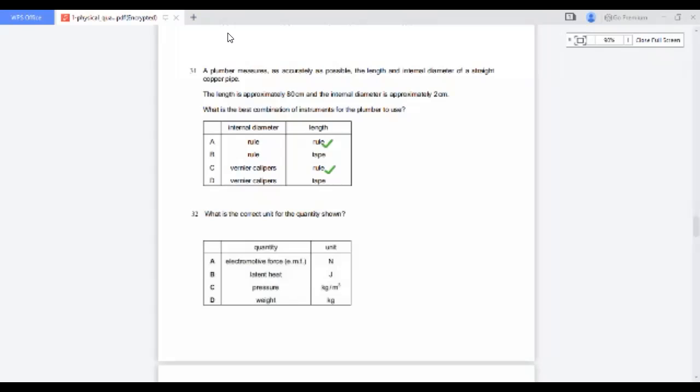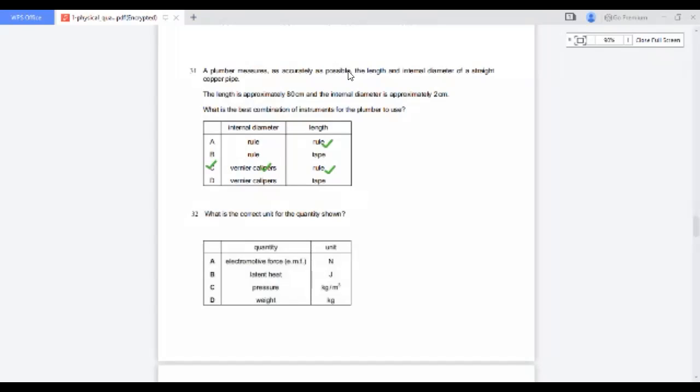So for the internal diameter we can use a Vernier caliper. So this is the correct option. So overall our correct option is C. In case of 32, what is the correct unit for the quantity shown? So weight is, number D. Weight is D.